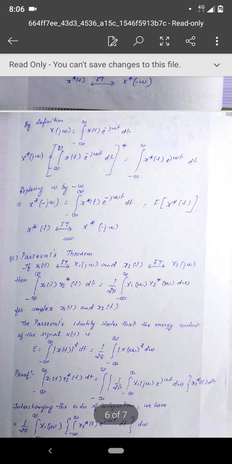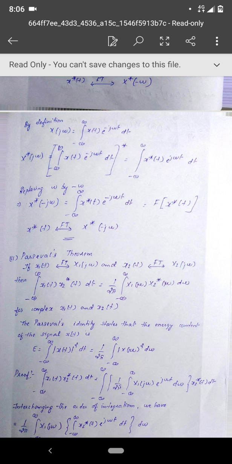Now a very important result, that is Parseval's theorem. That is, if x1(t) leads to X1(jω), and if x2(t) leads to X2(jω), and if you find the integration of x1(t) times x2 star of t dt, then that is nothing but 1 by 2π times the integration from minus infinity to infinity of X1(jω) times X2 star, the conjugate of X2(jω), dω. That is for two complex signals x1(t) and x2(t).